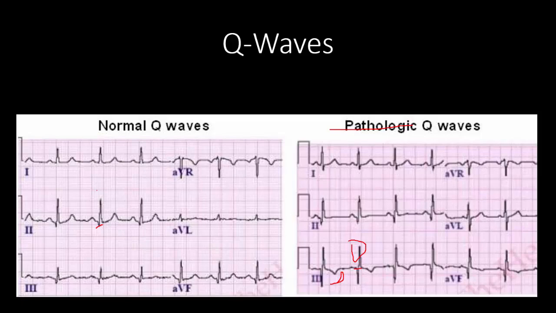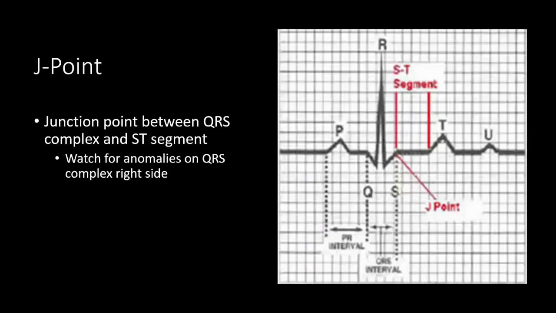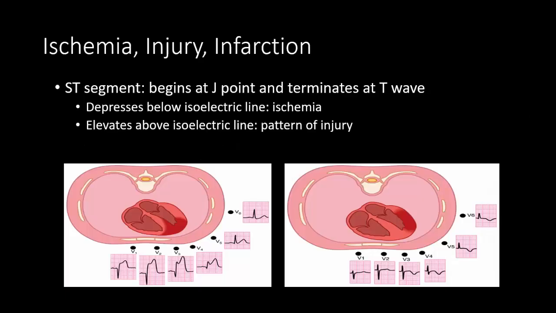Now, mentioned earlier the J point, and this is something that you already should know if you're at this point, but your J point is going to be the junction point between the QRS complex and the ST segment. You need to watch for anomalies on the QRS complex on the right side. You need to be able to determine if you've got an increase or a decrease of movement of the ST segment. So it begins at the J point and terminates at the T wave.